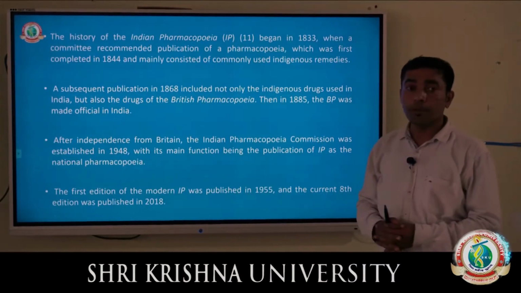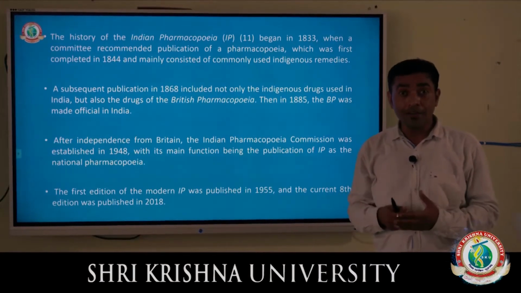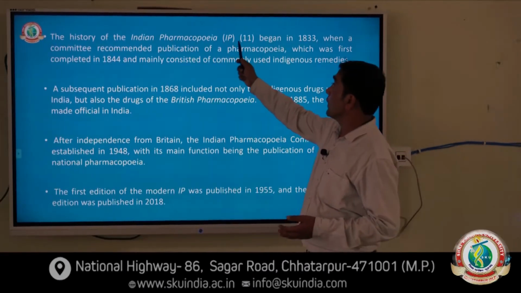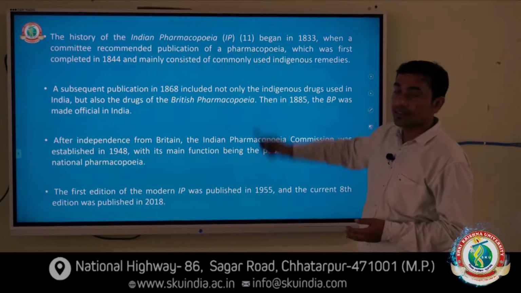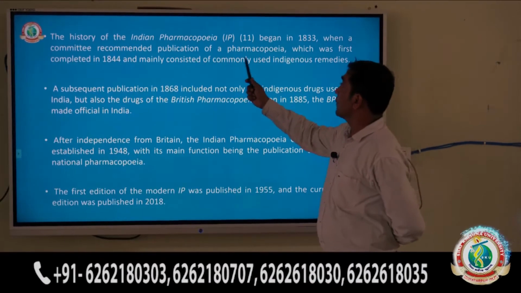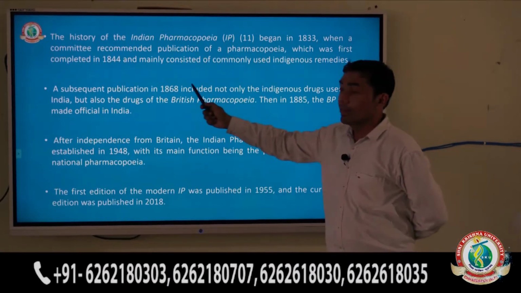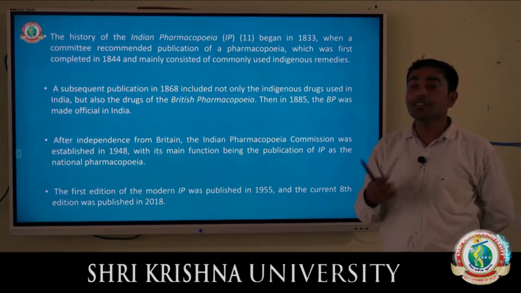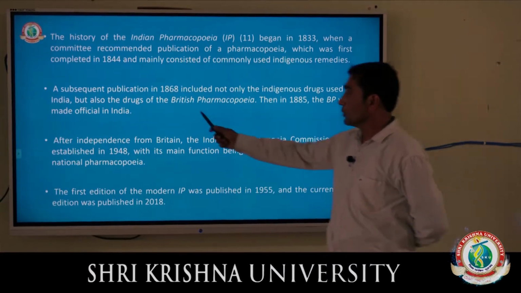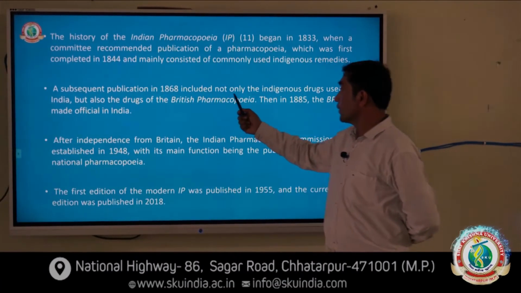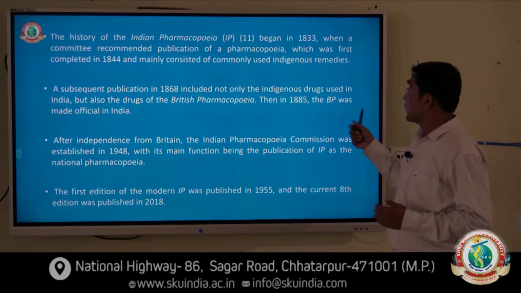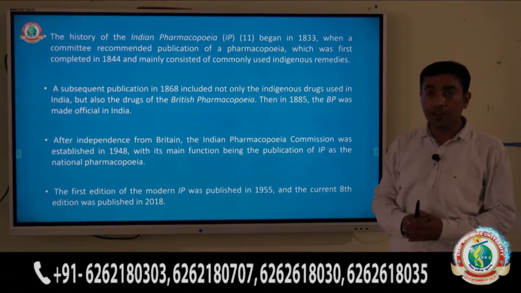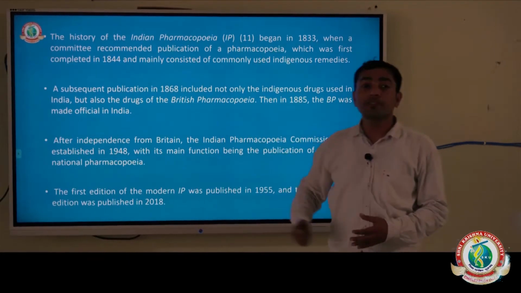If we talk about the history of the Pharmacopoeia of India, known as the Indian Pharmacopoeia, IP began in 1833 when a committee recommended publication of a pharmacopoeia, which was first completed in 1844 and mainly consisted of commonly used indigenous remedies. A subsequent publication in 1868 included not only the indigenous drugs used in India but also the drugs of the British Pharmacopoeia. Then in 1885, the BP was made official in India.